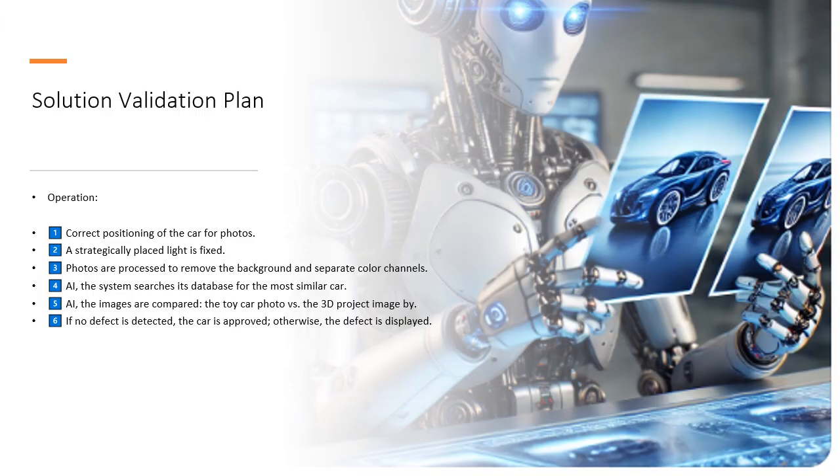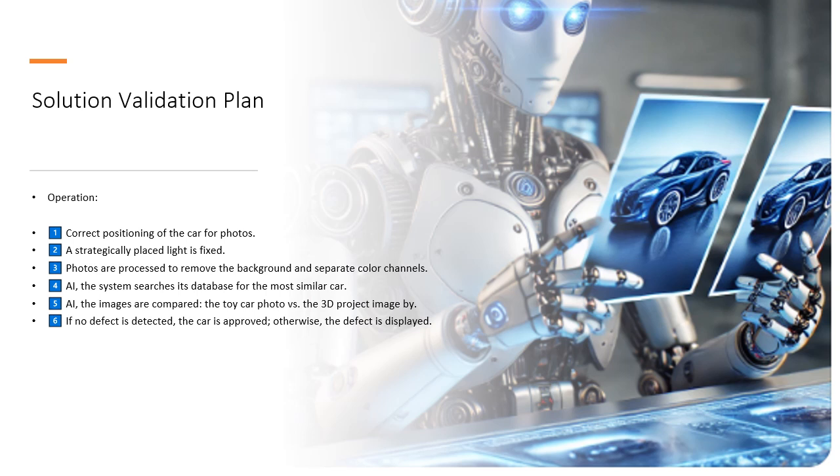Solution validation plan. The proposed solution consists of a computer vision system based on machine learning to automatically detect defects in industrial products. The model will analyze product images captured by cameras at the end of the production line, classify whether a product contains defects, and indicate their location. The system will compare a photo of the toy car with a 3D rendered image from the project.